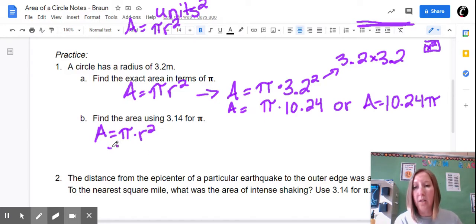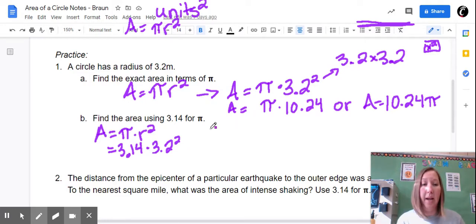And then I'm just going to plug in. So my pi, we're going to use 3.14 times 3.2 squared. And again, I can use my exponent button on there. I can use my squared button on my calculator, or I can just multiply 3.2 times 3.2.